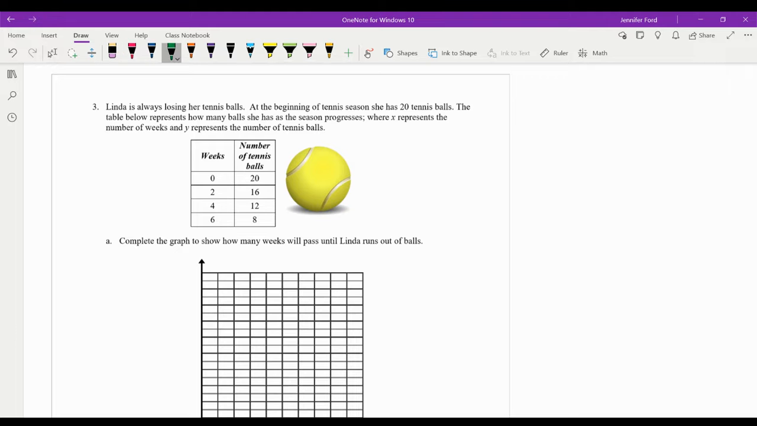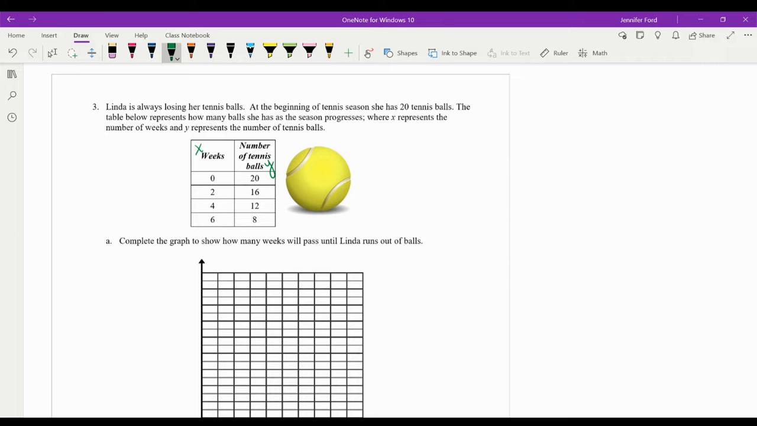So let's do green again. This one is X. That one is Y. You'll notice that X is always the left-hand column and Y is always the right-hand column. If you have a vertical table, sometimes the tables are not vertical, but yeah, that's always true. Okay, so let's take a look at this.